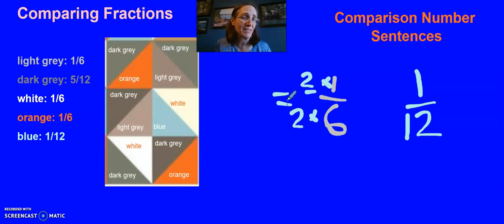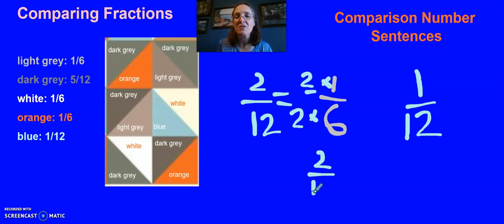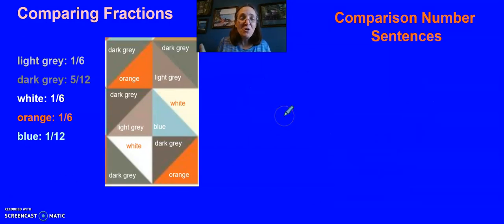And I'm going backwards here. I'm the teacher, I can do that. So here we see that 1 times 2 equals 2, and 6 times 2 would equal 12. And so by rewriting the fractions, having a common denominator, we can easily see now that 2/12 is greater than 1/12. Of course, we don't always have to use a common denominator to compare fractions, although that's a good idea. But there are other ways to do it.